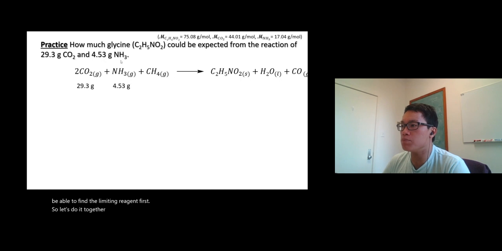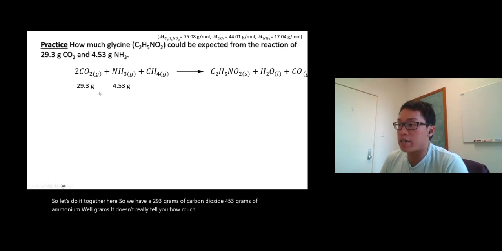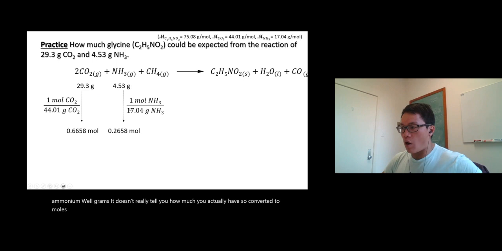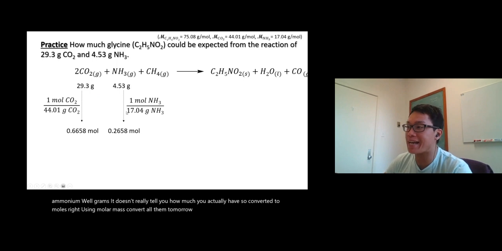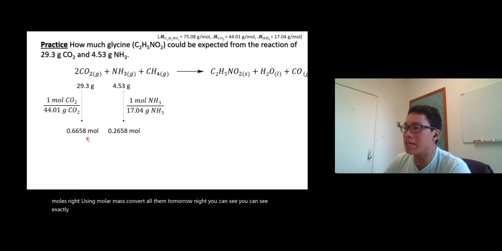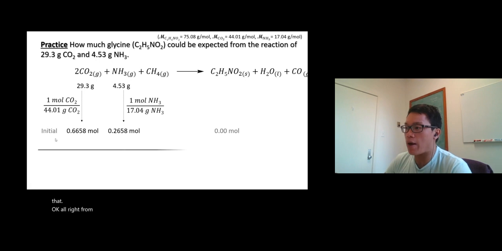So we have 29.3 grams of carbon dioxide and 4.53 grams of ammonia. Well, grams doesn't really tell you how much you actually have. So convert it to moles, right? Using molar mass, convert all of them to moles. Now you can see exactly we have so little ammonia, but we have much more carbon dioxide. All right. That's what we're starting with. So we don't have any glycine.